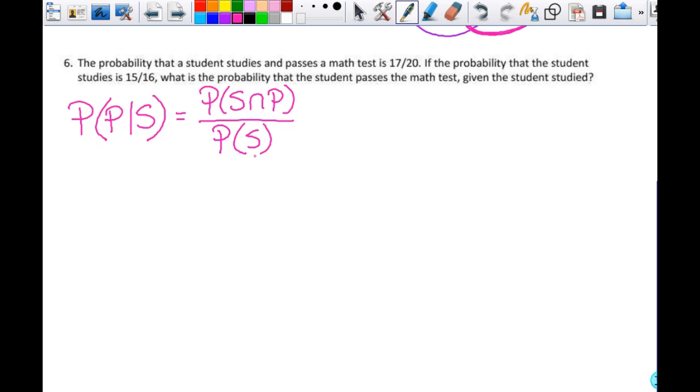So then I just plug it in, and I know the probability that they studied and passed, that's this right here, 17 out of 20, over the probability that they studied, which is 15 out of 16. Everybody okay with where all the numbers came from? Okay. Now please stop messing up on the fraction stuff. There are still some people that have no clue what to do past here. Or they think they do and they totally make stuff up. It's the same thing every time.